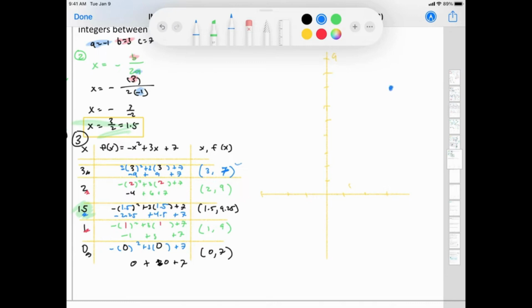So right here. Right 2, up 9. Now remember, the e value is negative, so it's going to open down. My graph's going to be down. That's how you know if it opens up or down. Right 1, so between 1 and 2, 1.5 and 9.25, so a little bit higher. There's our vertex, there's our maximum. I already knew that.